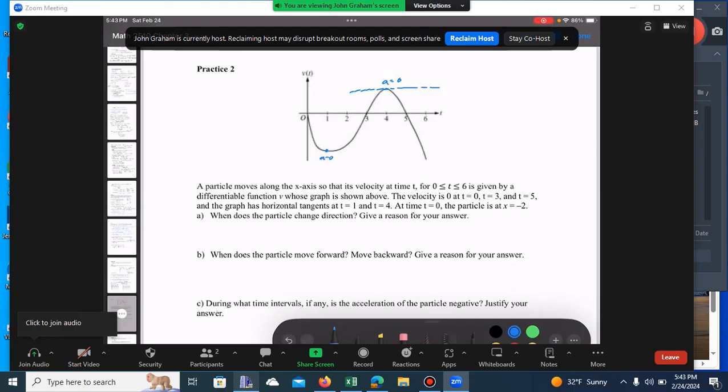When does the particle change direction? This is when it crosses the x-axis. But we're not going to count before 0. We're going to assume that that's when it starts. So it's going to be at time equals 3 and time equals 5, as velocity changes sign.